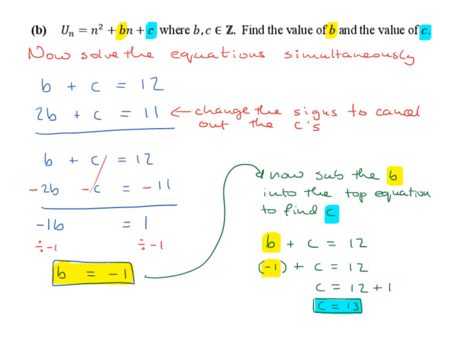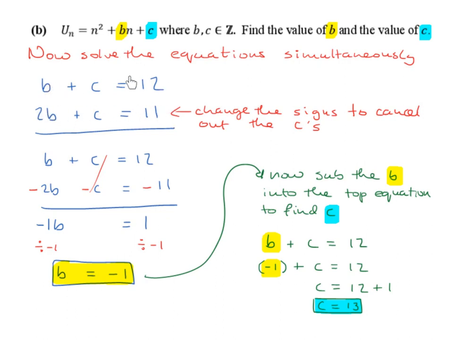So at the moment there's no way to cancel out the b's or cancel out the c's. And what we want is to cancel one of them out so that we can find the other. So the easiest way to do that is to change the signs of this entire line, this entire equation, and that will cancel out the c's. So if I change this entire equation to the opposite sign, then I'll have a plus c and a minus c, which I'll be able to cancel out. So I'm only changing the signs of the second equation.